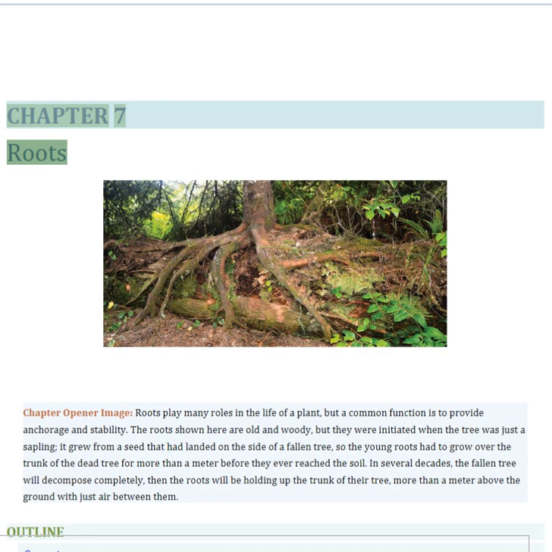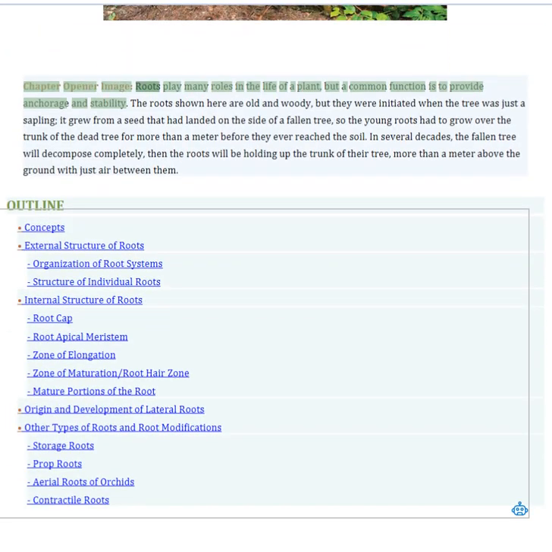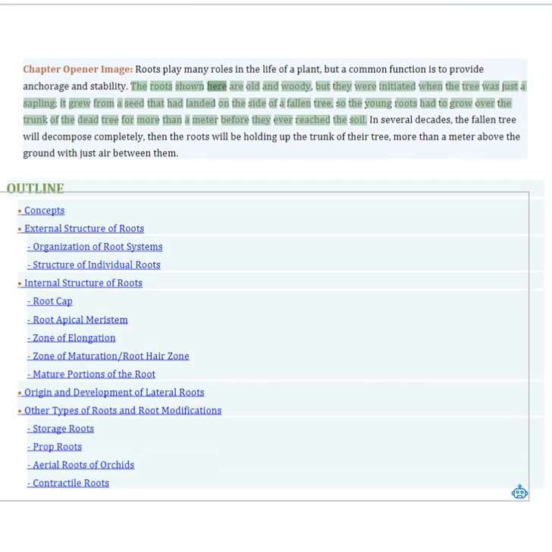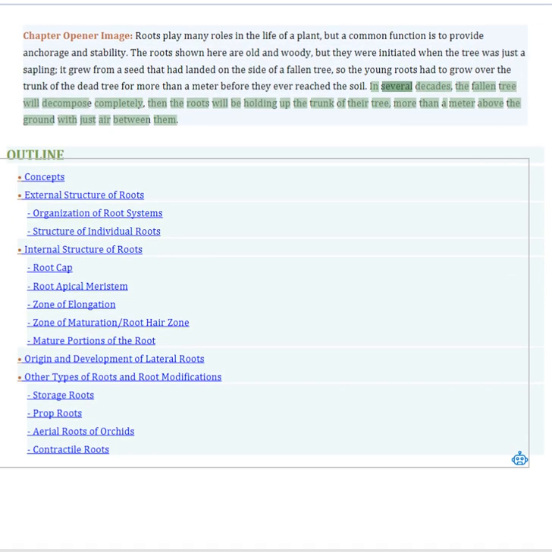Chapter 7 Roots. Chapter Opener Image. Roots play many roles in the life of a plant, but a common function is to provide anchorage and stability. The roots shown here are old and woody, but they were initiated when the tree was just a sapling. It grew from a seed that had landed on the side of a fallen tree, so the young roots had to grow over the trunk of the dead tree for more than a meter before they ever reached the soil. In several decades, the fallen tree will decompose completely, then the roots will be holding up the trunk of their tree, more than a meter above the ground with just air between them.